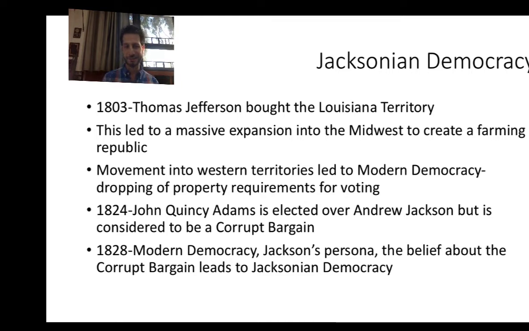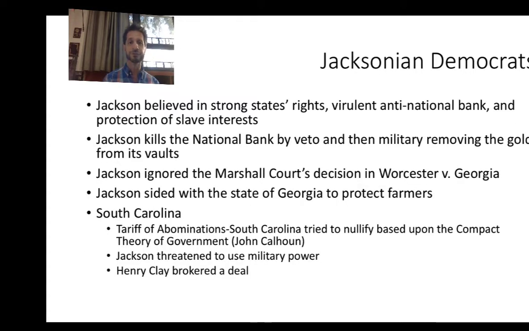And in 1828, we go just the opposite direction. Andrew Jackson just dominates over John Quincy Adams, partially due to modern democracy. All these people out in the Midwest support Jackson, and they have the right to vote now. But also Jackson's persona coming out of that New Orleans battle, in which he's seen as a great American hero general. And on top of all that, the corrupt bargain with John Quincy Adams just leads into Andrew Jackson being able to win. So this leads into really the establishment of our first political party, and that's Jacksonian Democrats.